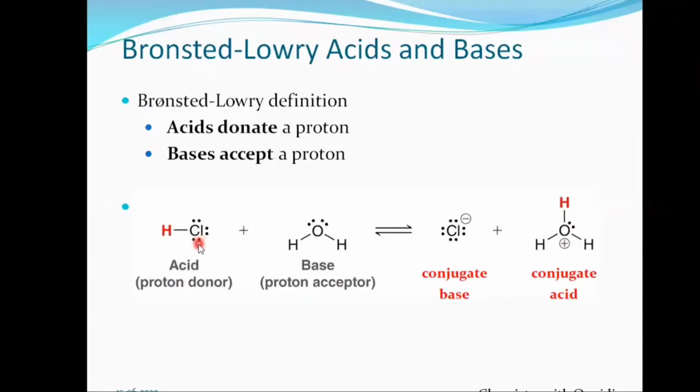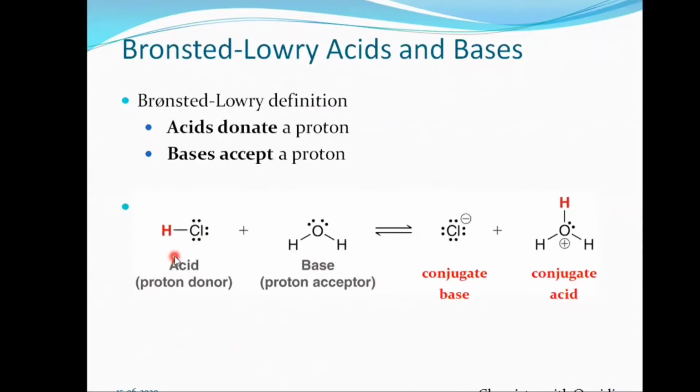HCl after donating its proton will form chloride, which we call the conjugate base of this acid. And the base after accepting a proton will form hydronium ion, which we can say is the conjugate acid of this base. For an acid there is a conjugate base, and for a base there is a conjugate acid. These are two opposite pairs.